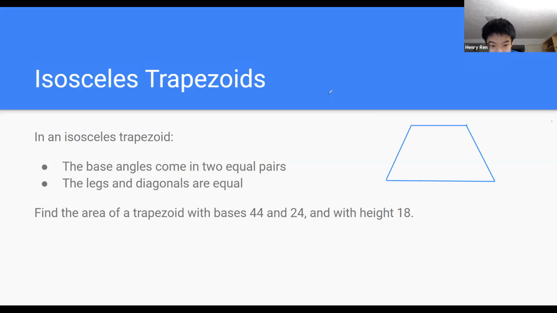But let's pretend that these 2 legs are equal. That means that the diagonals are also equal to each other. And the base angles, so that means that these angles are also equal.